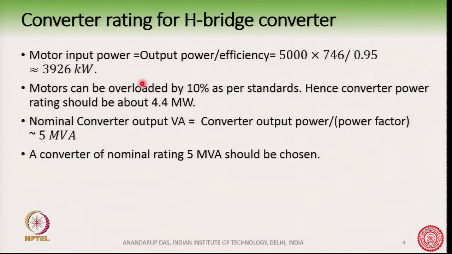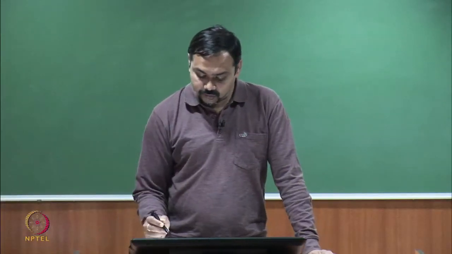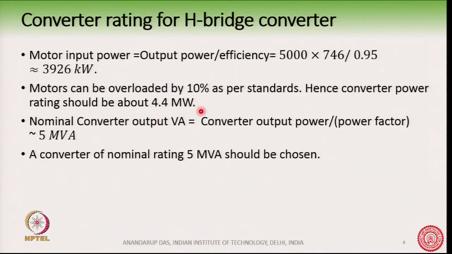So, in our converter design we can say that the converter is going to be able to supply the motor with 10% overload when the motor is 10% overloaded. So, we can choose the converter power rating to be about 4.4 megawatt. Again, this can vary from design to design. We are taking sufficient margin in our design. So, the converter power rating should be 4.4 megawatt.